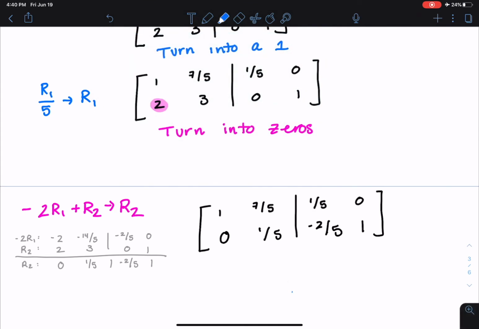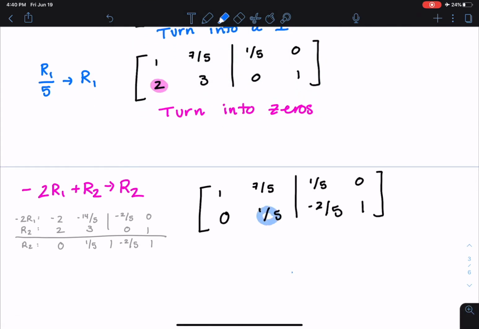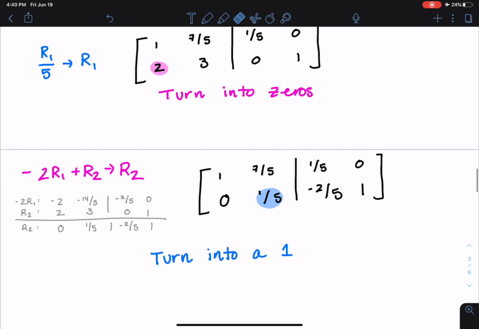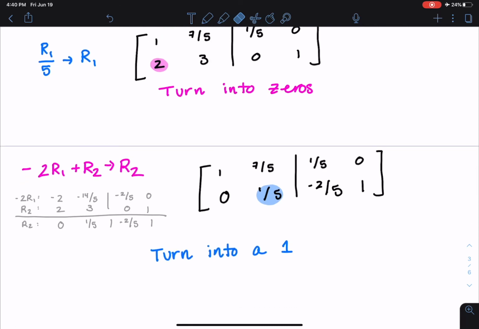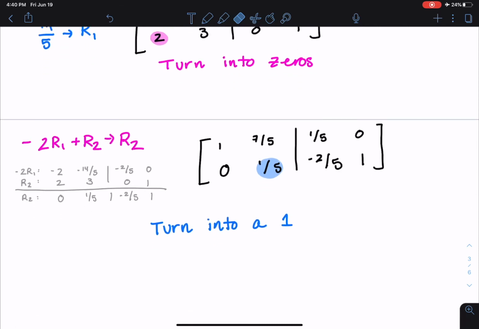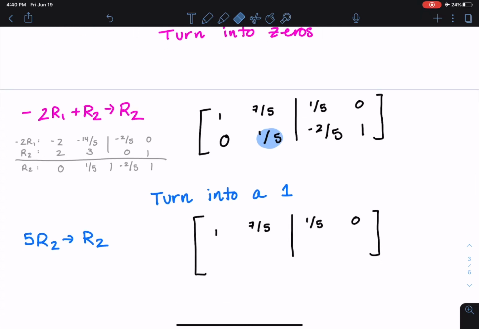Okay. Now I need a 1 in this diagonal position. So I go ahead and turn this into a 1. What I need to do is just get rid of that 5. So I'm going to multiply the entire second row by 5. First row, nothing changes. When we multiply 0 by 5, you get 0. This will become a 1, -2, and then this becomes a 5.